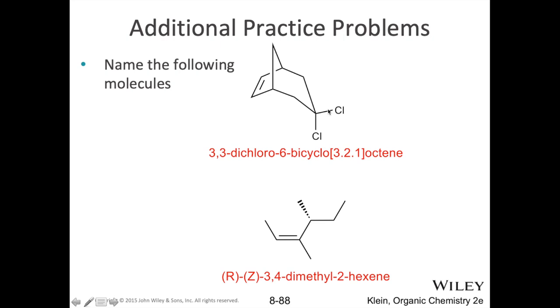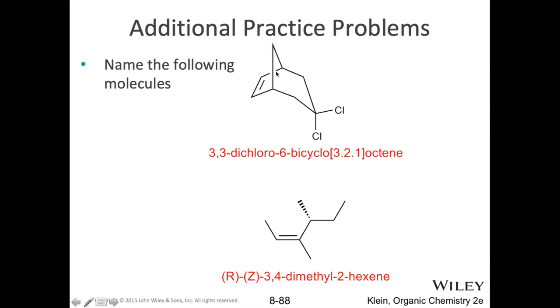I kind of skipped over this one. Here we have a bicyclic compound. Again, notice that out of the 8 carbons total in this molecule, there's a double bond in there, so that makes this an octene. You name your alkene using the same rules as we used for bicyclic compounds way back when we first started talking about hydrocarbons.